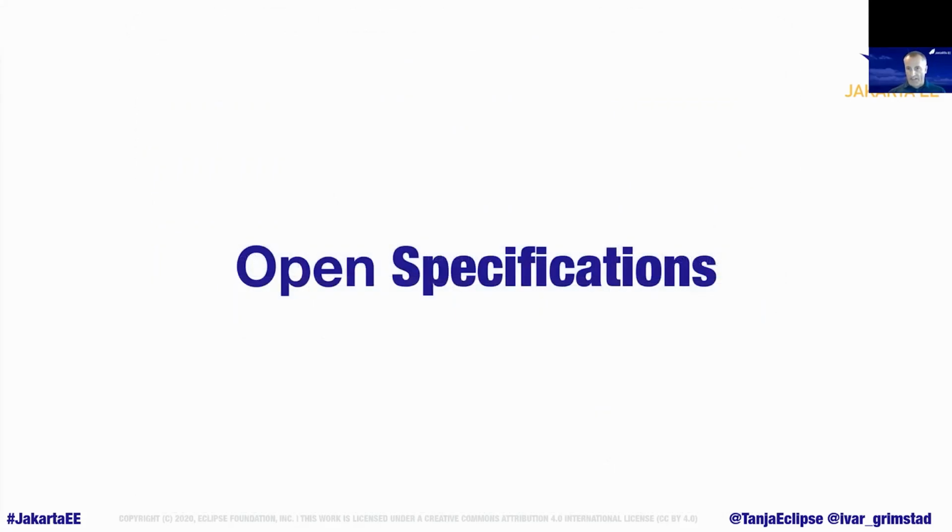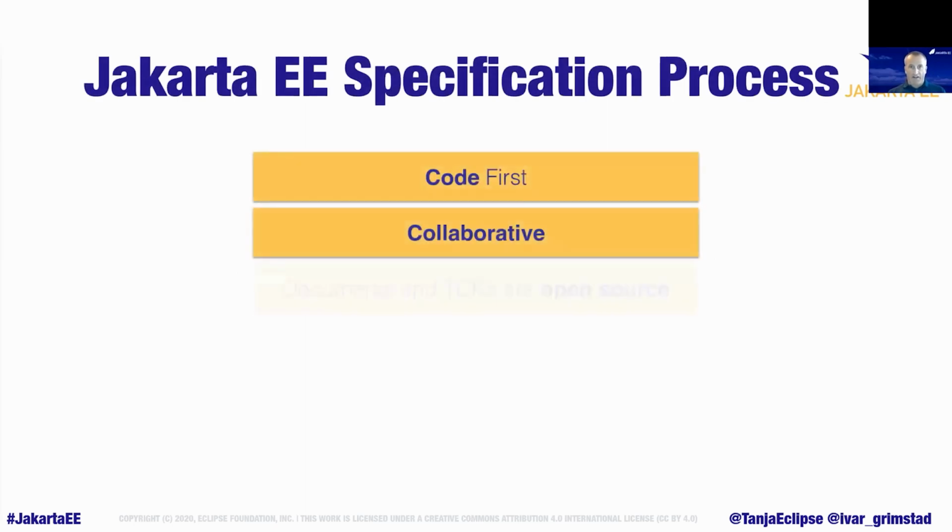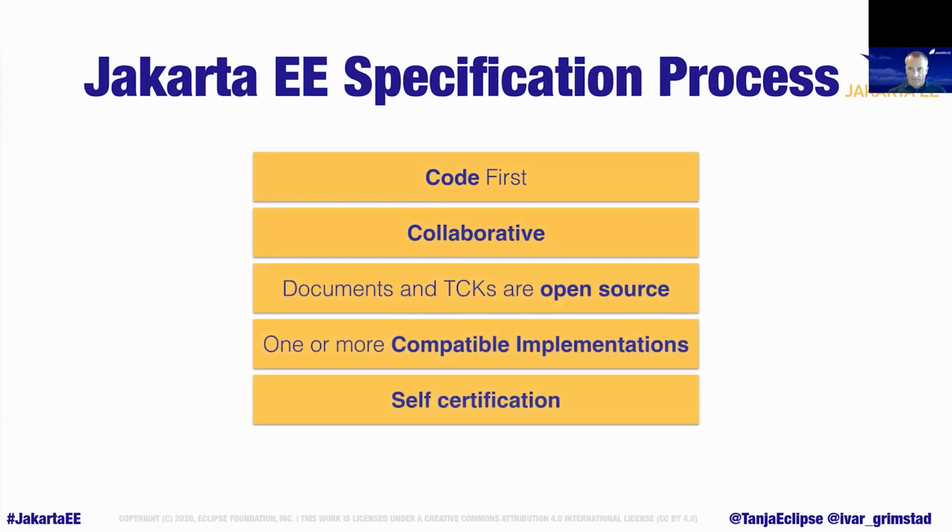The specifications at Jakarta EE are open. By open specifications, we mean that the specifications are developed using the Jakarta EE specification process. This process mandates a code-first approach. That is, we want to have technologies that are proven to work, where you have some use case that you're solving with a technology that has been around for a while, then you can specify it. It's collaborative, so everybody is welcome to join and collaborate on creating these specifications. Everything is open source. All the documents, all the test suites, the TCKs, everything is open source, so you can contribute to it, and you can use it according to the licenses that are applied to them.